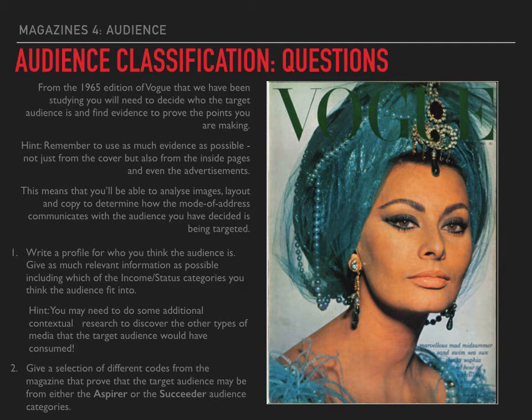And secondly, give a selection of different codes from the magazine that prove that the target audience may be from either the aspirer or the succeeder audience categories. So try and find evidence for both and match that up with the various needs that the aspirer and the succeeder has.